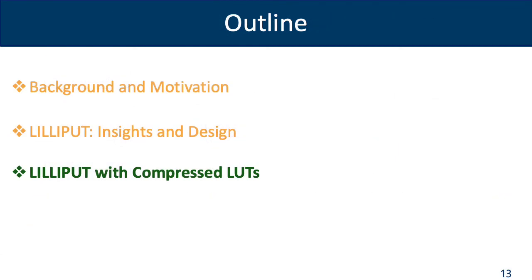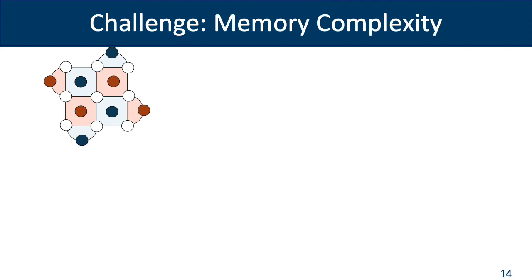Now, although lookup table decoders are simple and impressive, they have their own challenges. Their memory complexity grows exponentially with the size of the code and the number of syndrome rounds used for decoding. So how do we reduce the memory complexity? To understand this, let's take a look at the table sizes.